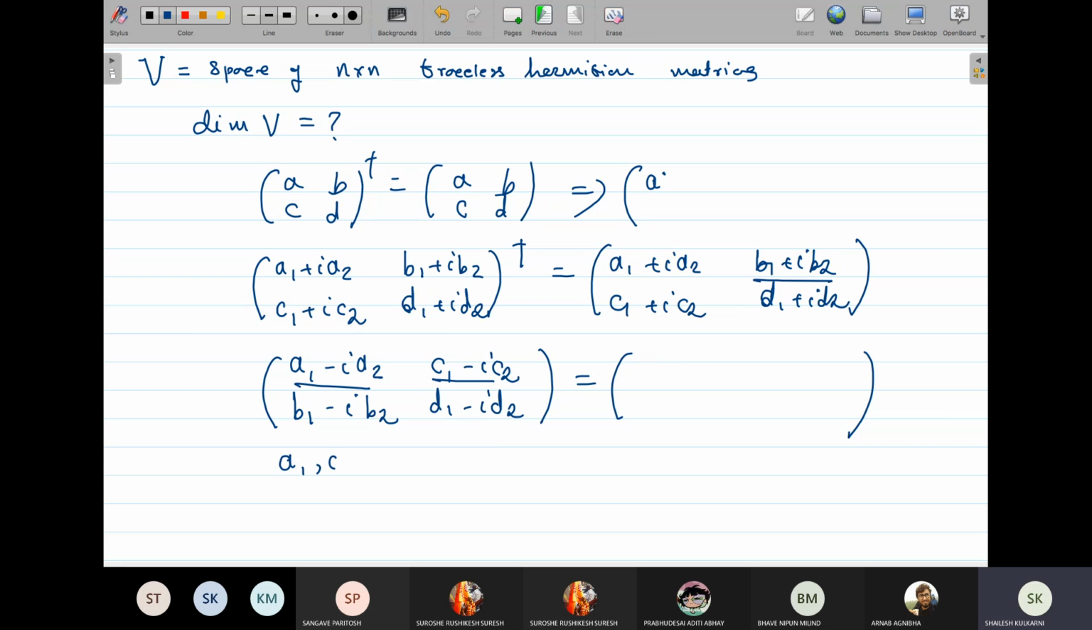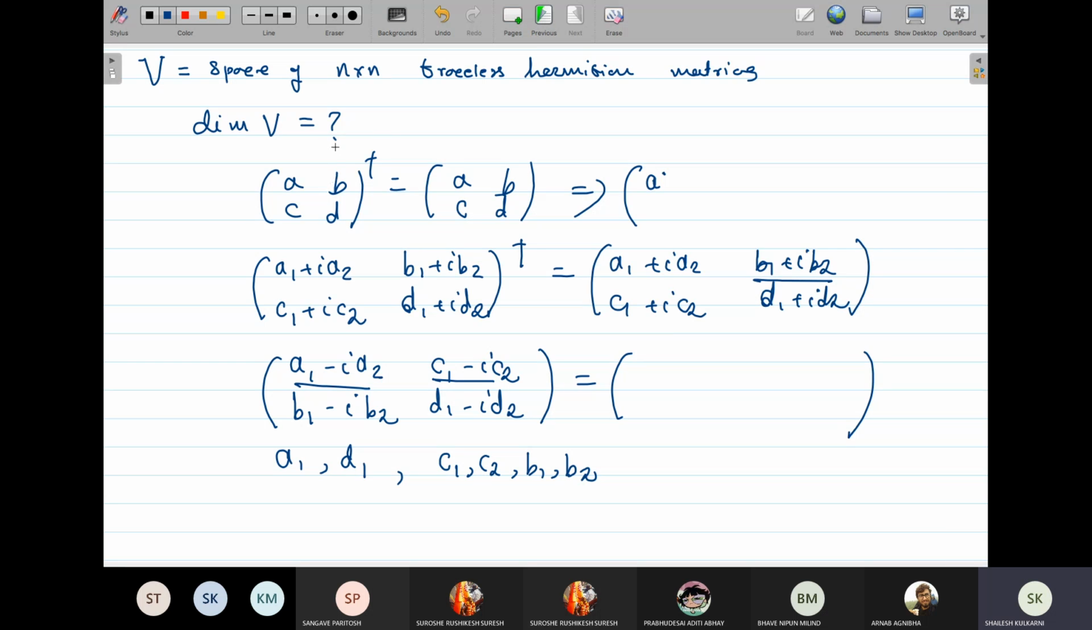So I have A1, then I have D1, then I have C1, C2, B1, B2. But then I have this equal to this and this equal to this, so there are these conditions. Ultimately, how many real entries will I have? Now you can tell. What is the answer? 4. Okay, so ultimately I will have 4 entries.